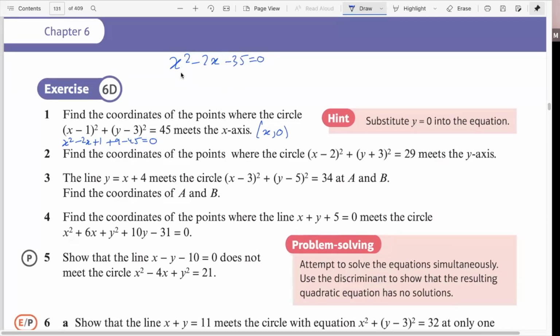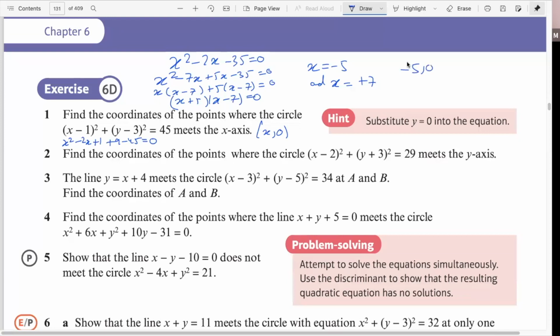Now we solve this quadratic equation. 5 times 7 is 35, minus 7x plus 5x minus 35. So (x minus 7), x minus 7 again, (x plus 5)(x minus 7). So the values would be x is equal to negative 5 and x is equal to positive 7. So the circle intersects the x-axis at minus 5 comma 0 or 7 comma 0.